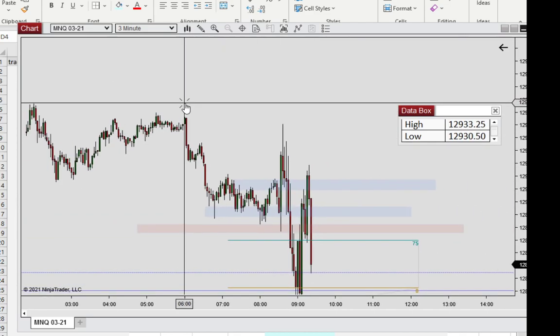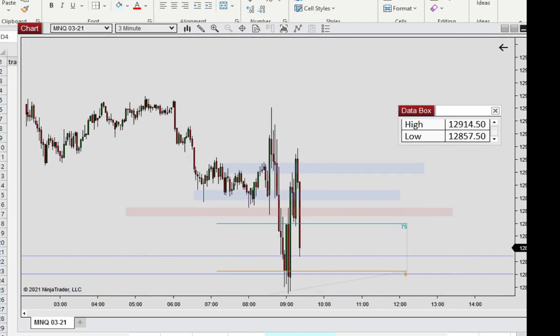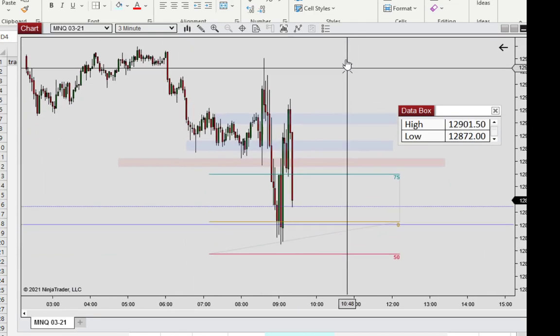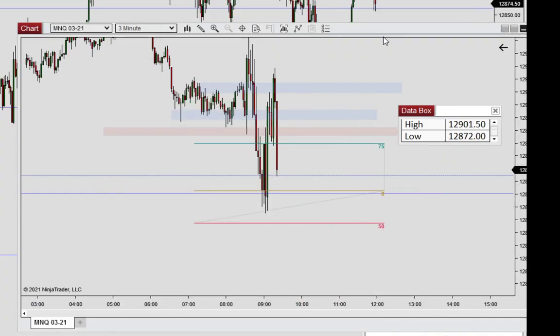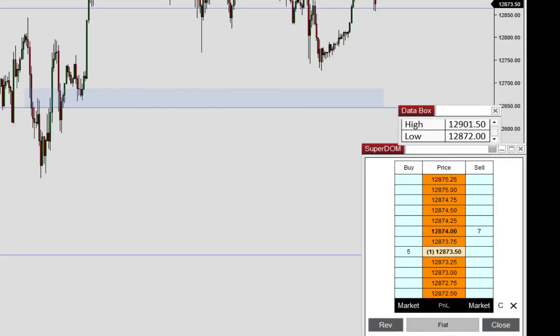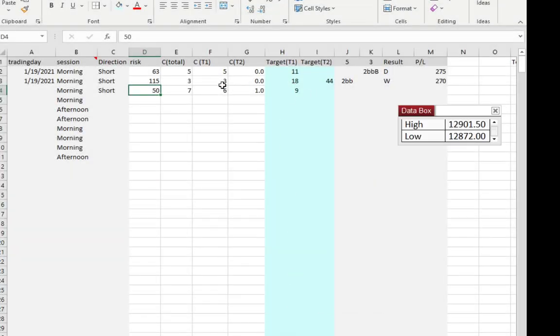There's not really anything to break out at the moment. There are no opportunities, but whatever. I'm risking 50 ticks, sorry. Yeah, I'm risking 50 ticks, and then I enter in with 7 contracts. I get out 9 ticks away. Okay?